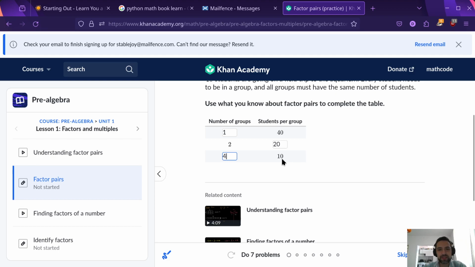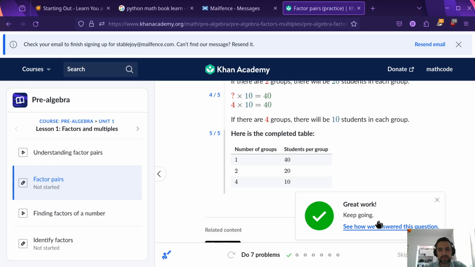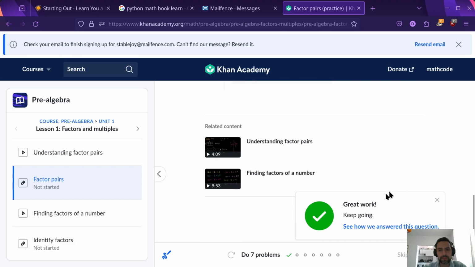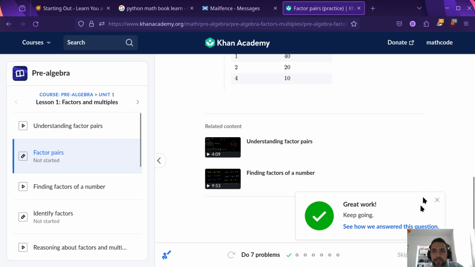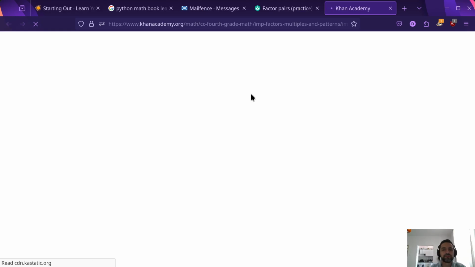So how would you put this in code? So the number of groups, the number of students per group is, check, yeah. See how we answer this question. Yeah, it's not showing me. Great. Understanding factor pairs. Let's check the video.